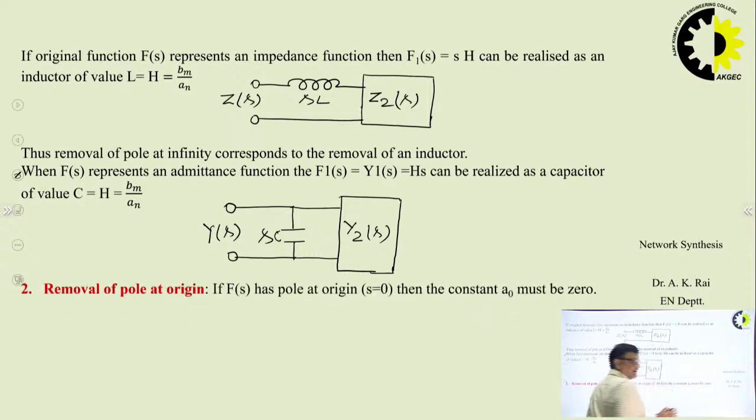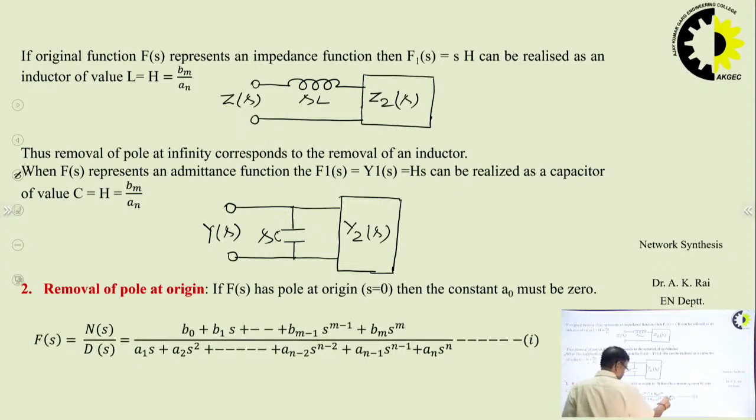So, we can see that if we are removing a pole at infinity, we get either an inductor or a capacitor. If the function is driving point impedance, we get the inductor. If it is driving point admittance, we get the capacitor. Now, the second method is removal of pole at origin. How will we check it? The constant a0 must be 0. In that case, we can have a pole at origin.